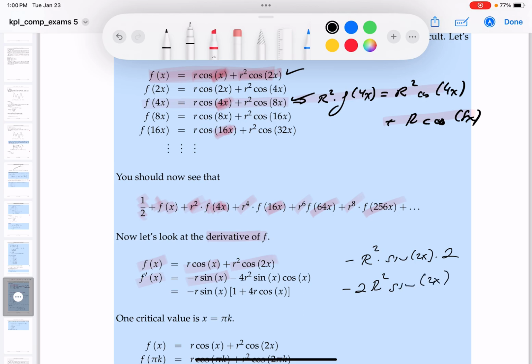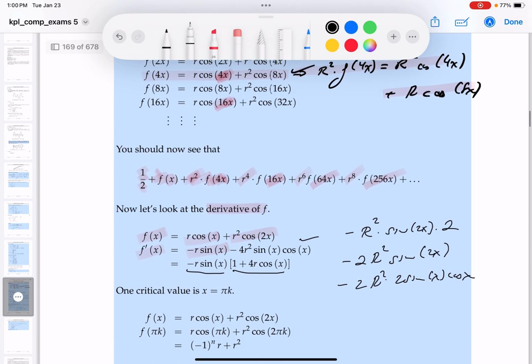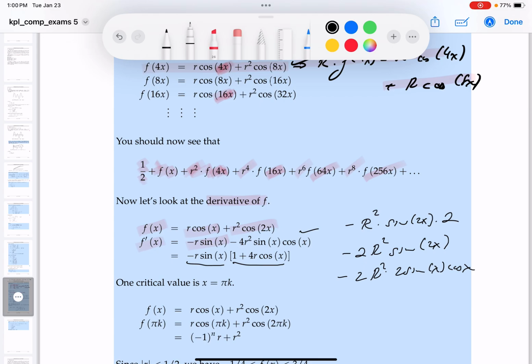And by the way, I know an identity for that. It's really minus 2 r squared times 2 sine x cosine x. And that's where I'm getting the minus 4 r squared sine x cosine x. All right, what do you do now? Factor out from that, and get this over here. And then, like I said, certainly no critical value over here, looking at it. And a critical value is where that takes on a 0.